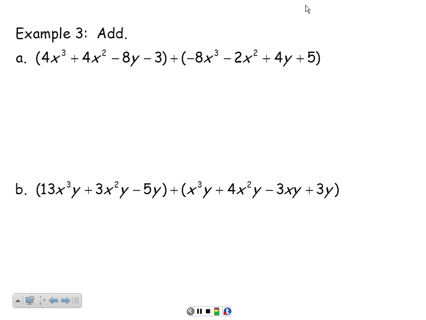Okay, so let's add these. Here we have two polynomials that we are adding together, which means we're just combining like terms out of each group. So I have a 4x to the third and a -8x to the third, which is going to be -4x to the third. I have a 4x squared and a -2x squared, which is going to give me a +2x squared. I have a -8y and a +4y, which is going to give me a -4y. And then I have a -3 and a +5, which is going to give me a +2.